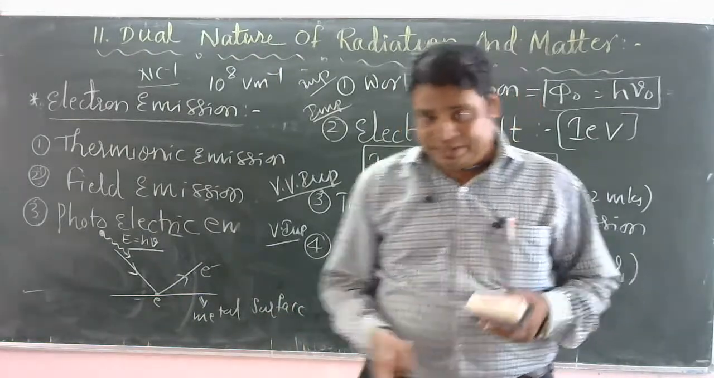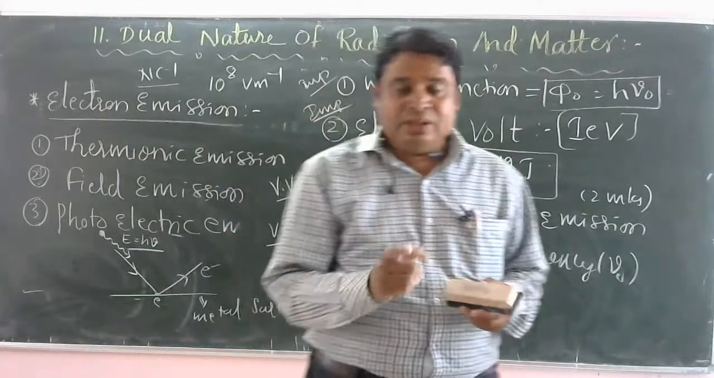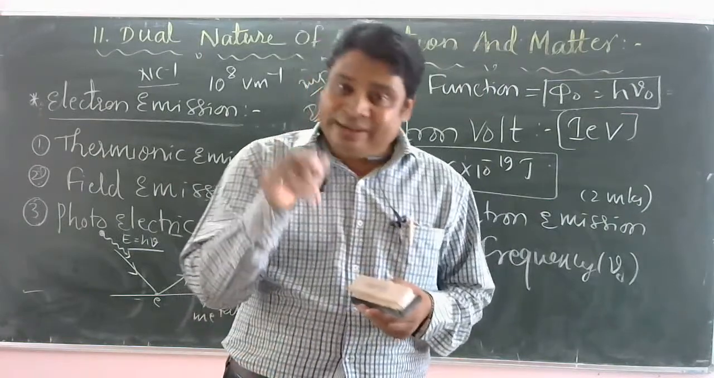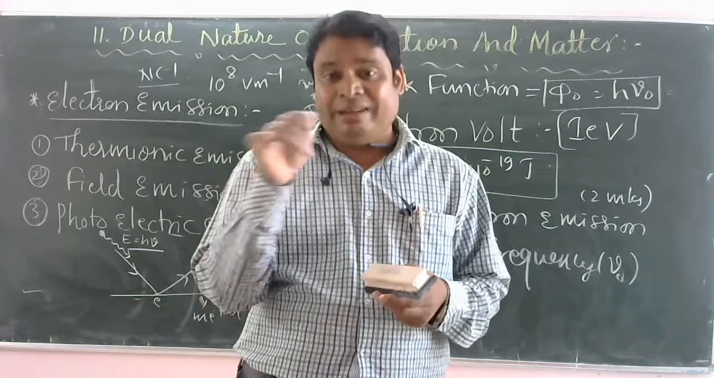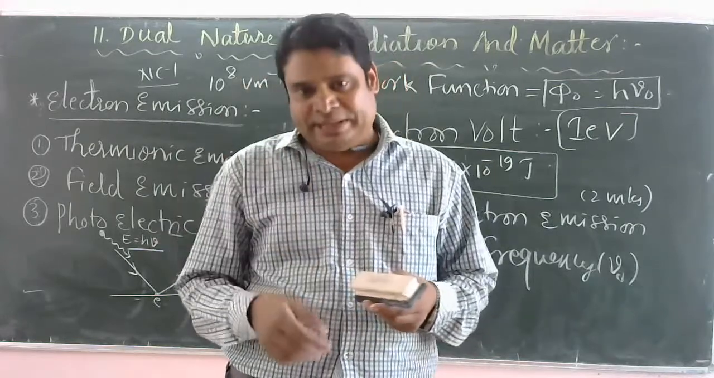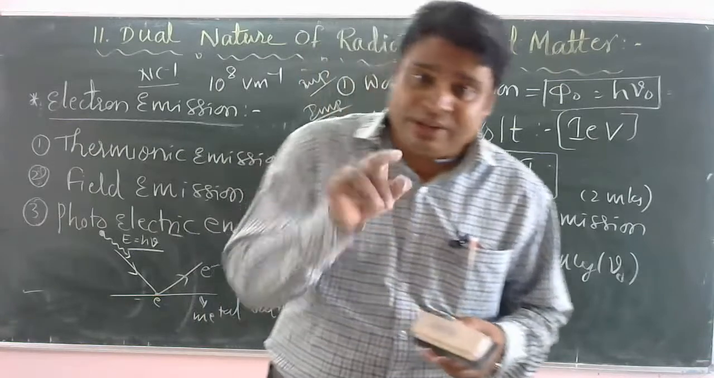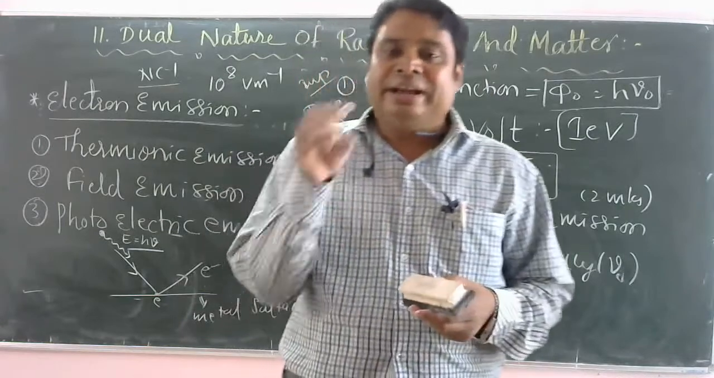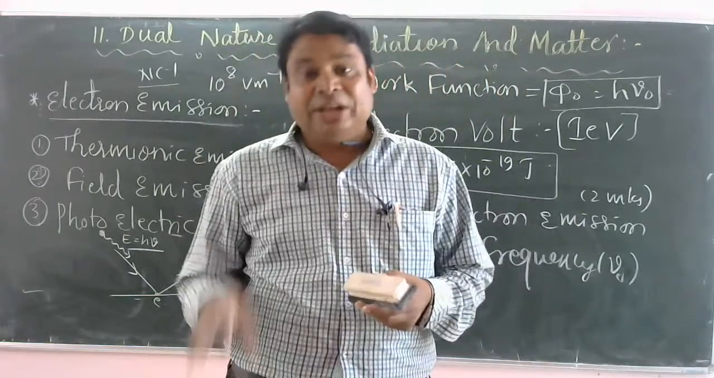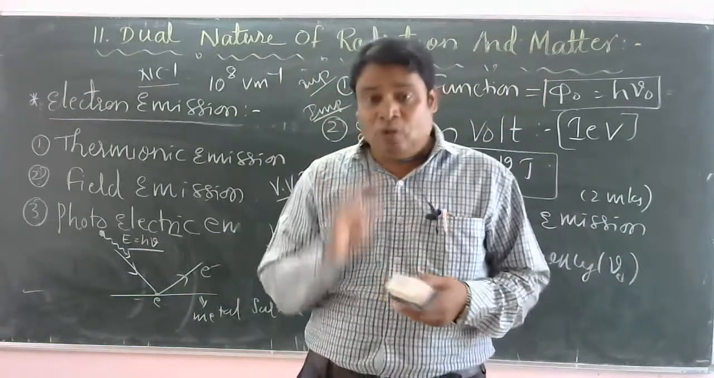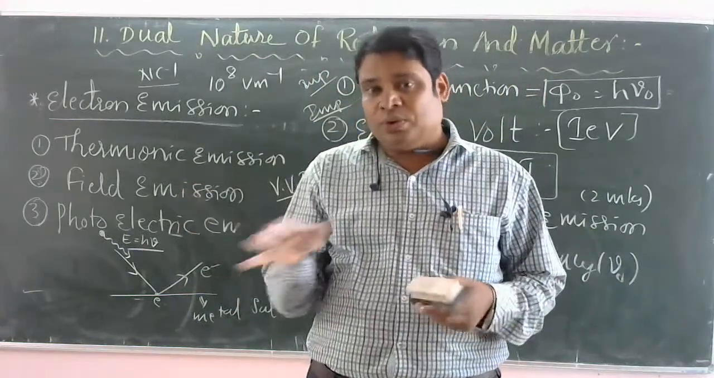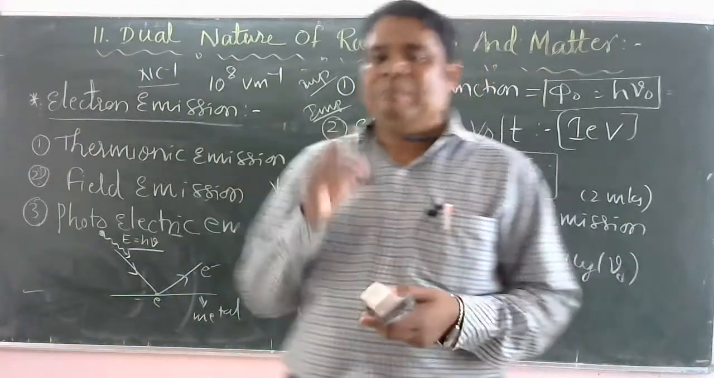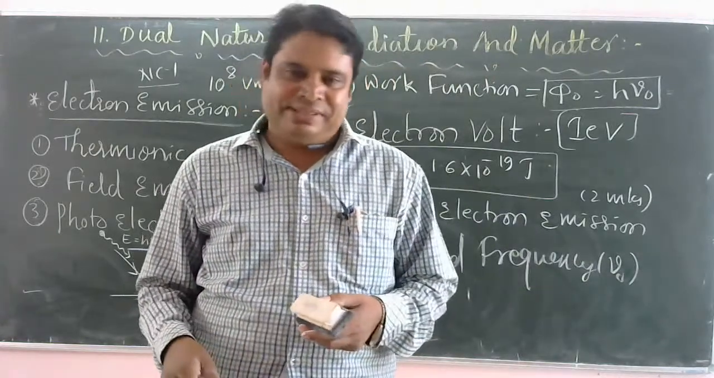For a particular frequency, they observed just liberation of electron from the metal surface. That frequency at which electrons are just liberated from that metal surface is called threshold frequency. That's why it is defined as a minimum frequency below which no photoelectron is liberated, no electron is emitted from the metal surface.